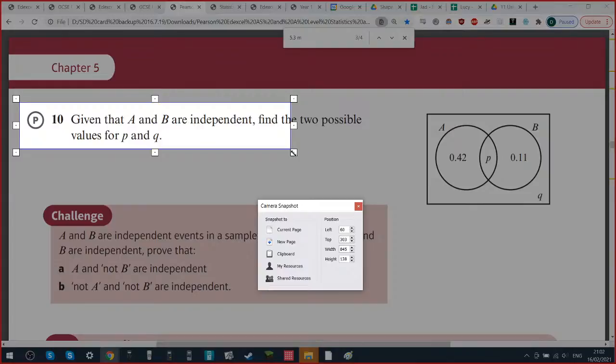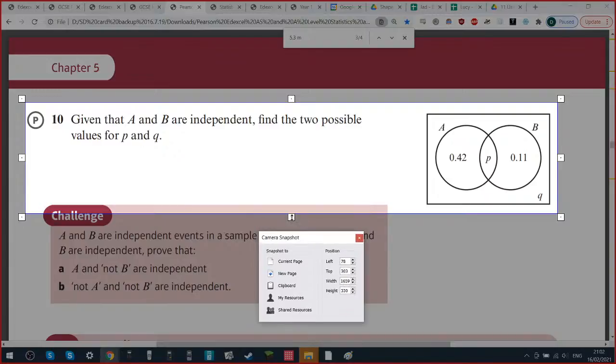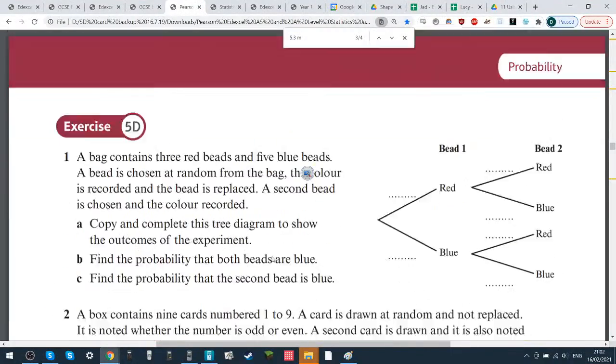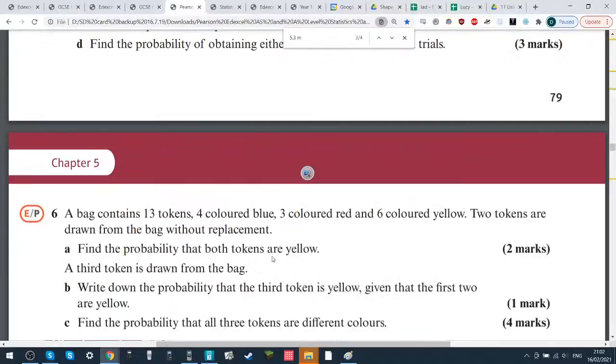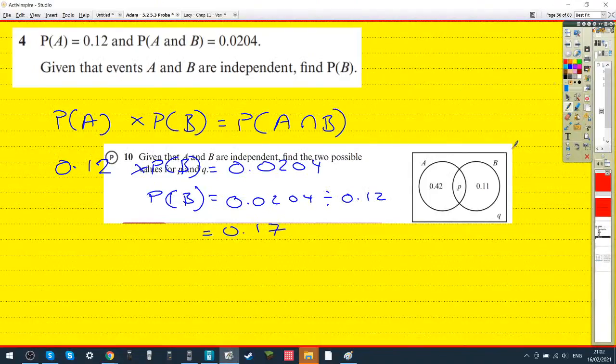But anyway, you finished 5.3. What do you give yourself for that stuff? Tick. And so, let me just take a lookie. We have 5.4, which is tree diagrams. And that's the last thing. Yes, we're nearly finished chapter 5.